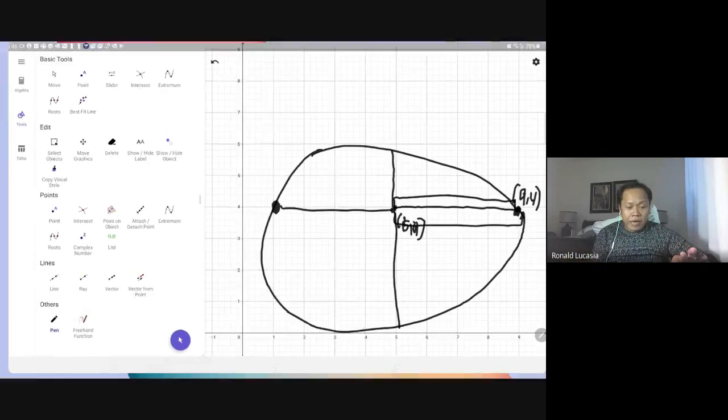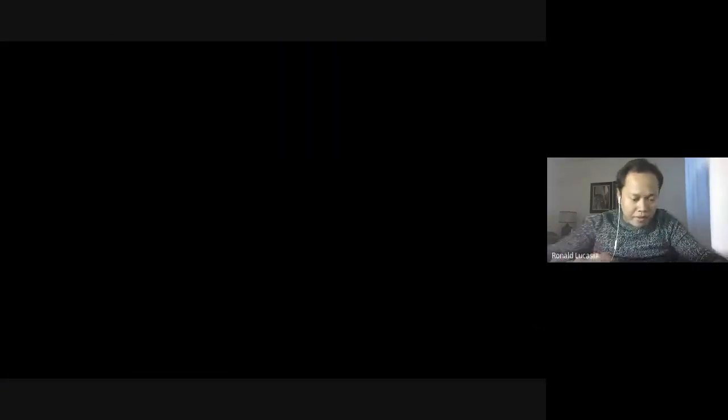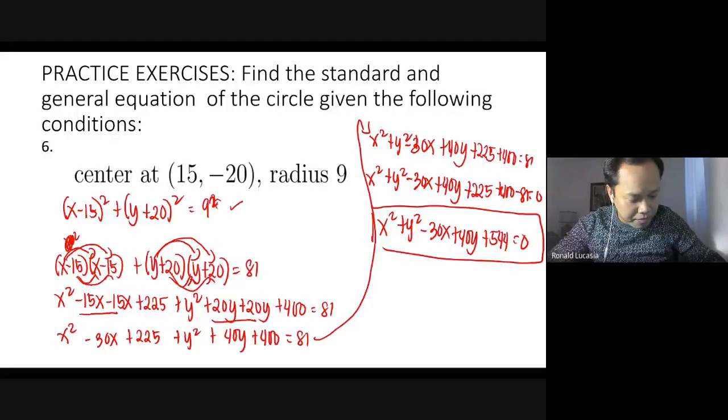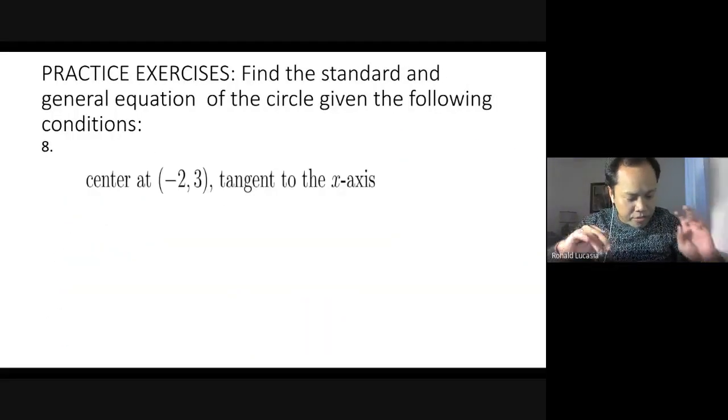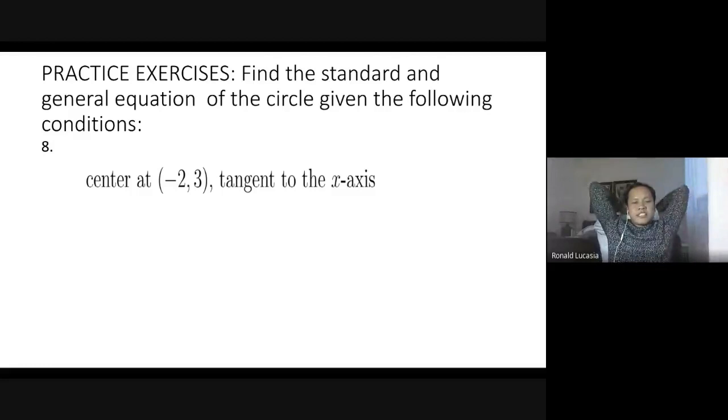Okay. Let's try the next example. Nag-blackout na. Okay, this one. I'm sorry, this one is just a walk in the park to you. Remember what I told you when the problem is tangent to the x-axis? What's the radius? You know the drill. You know what to do. Okay, solve it.